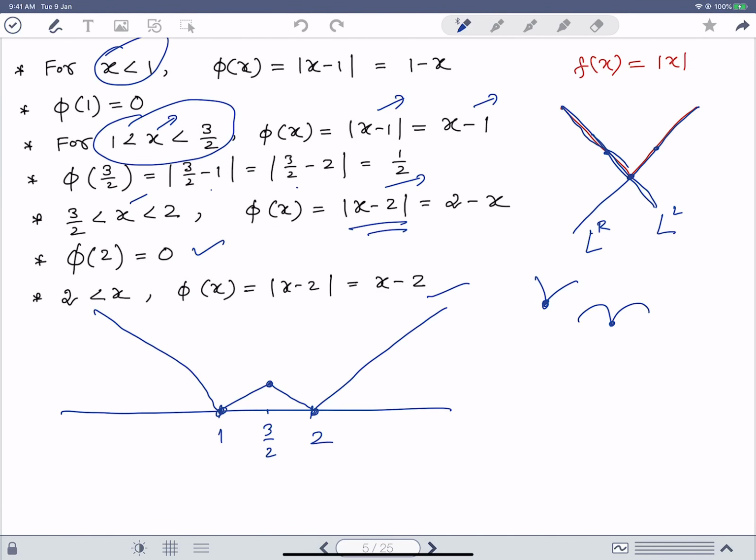So, any question regarding this? Sir, please explain how phi of x becomes 1 minus x for x less than 1.